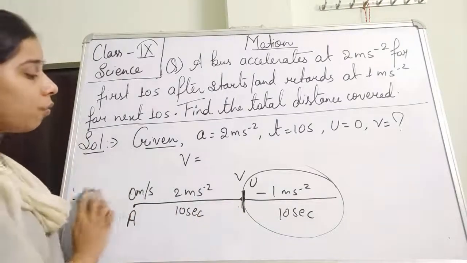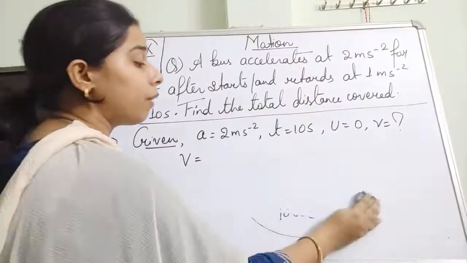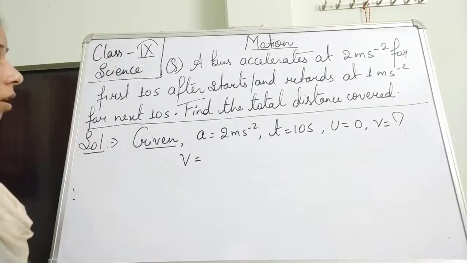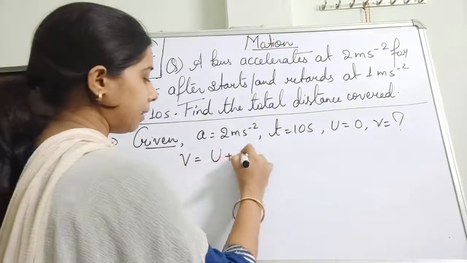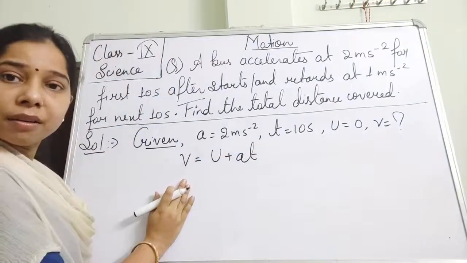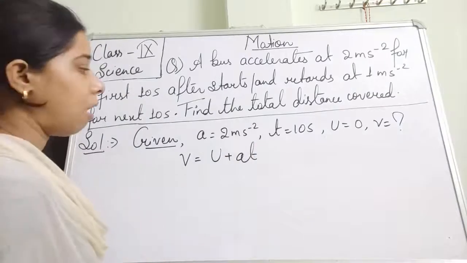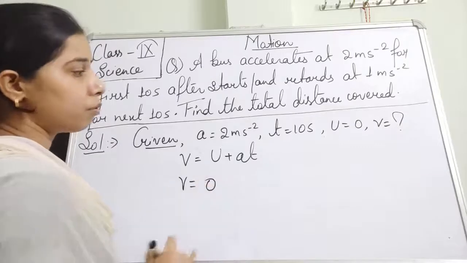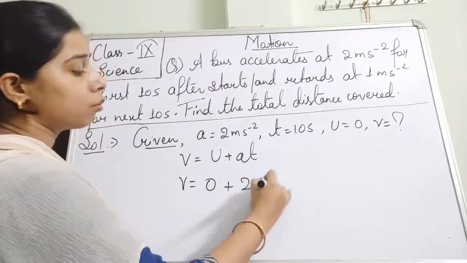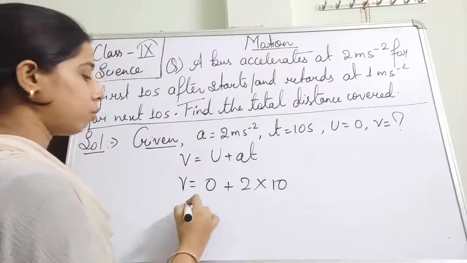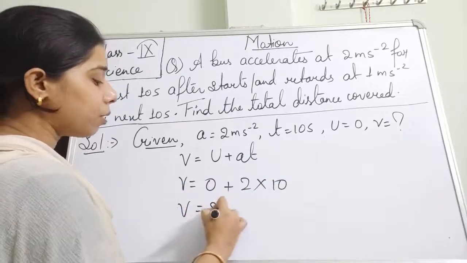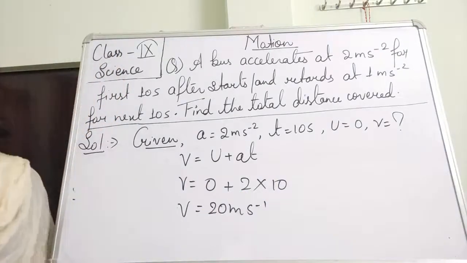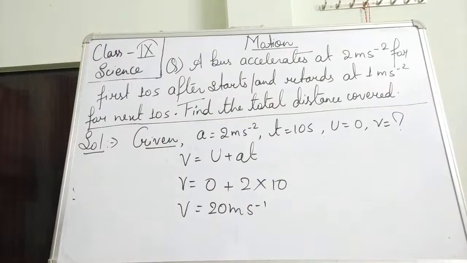Okay students? So what we will do here, at first we will try to find the final velocity at the first half, then the initial velocity. That is v equals u plus at. With this we will get the final velocity at the first half. U is given, that is equal to 0, plus a is given, that is equal to 2, and time is given, that is equal to 10. So v will be equal to 20 meter per second. Okay, this is the final velocity for the first case.